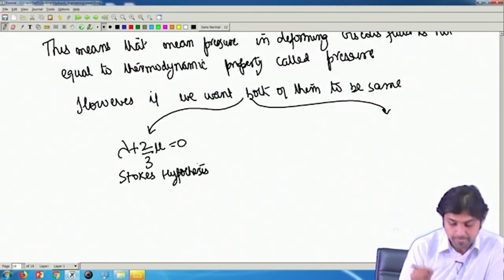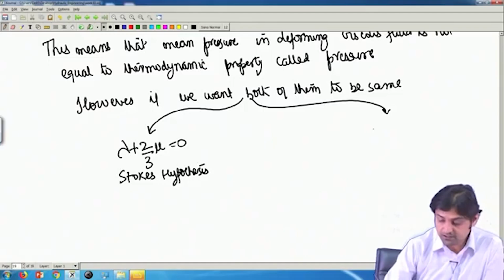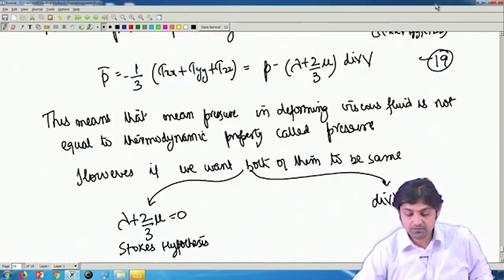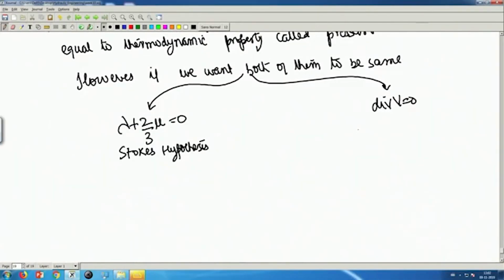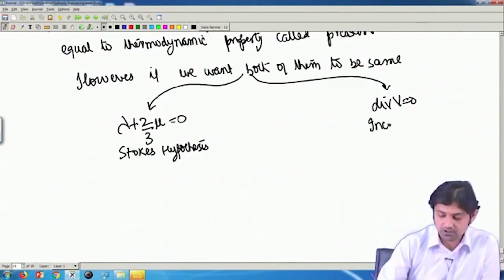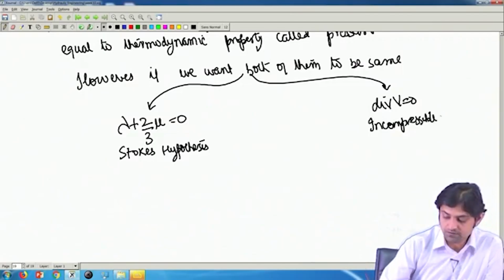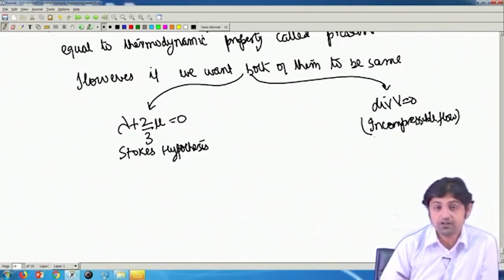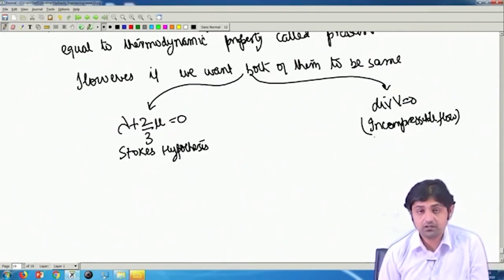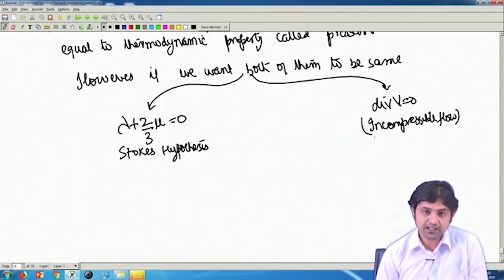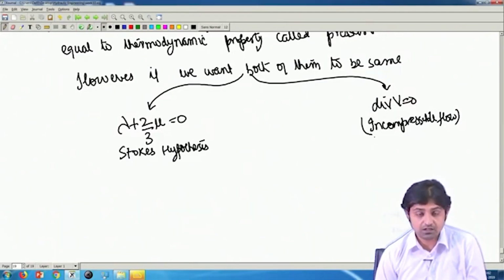The second way is that divergence of V is 0. This is more commonly possible because divergence of V is 0 for incompressible flow. When we deal with water and hydraulics, we assume incompressible flow all the time. So both the mechanical pressure and the thermodynamic pressure are the same, but in general it is not true.